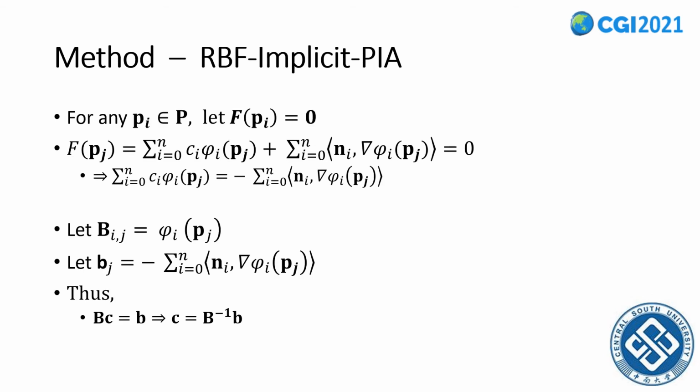Let upper B_ij equal phi_i(p_j) and let lower b_j equal negative the sum of n_i dot the gradient of phi_i(p_j). Thus, we can write it in matrix form: upper B c equals b, where c is the set of c_i, and c equals the inverse of upper B dot b.